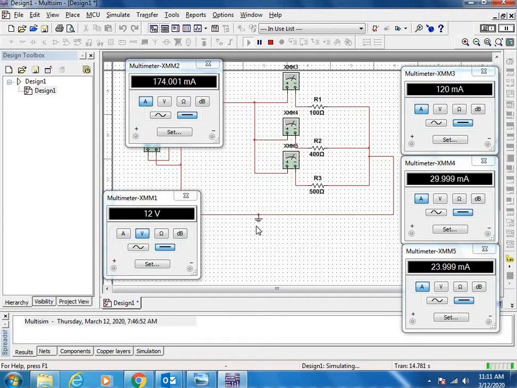In the next video I will explain how to do the theoretical calculations of series and parallel connections as well. For now, this is how to do the current and voltage measurements of a parallel circuit by using Multisim.